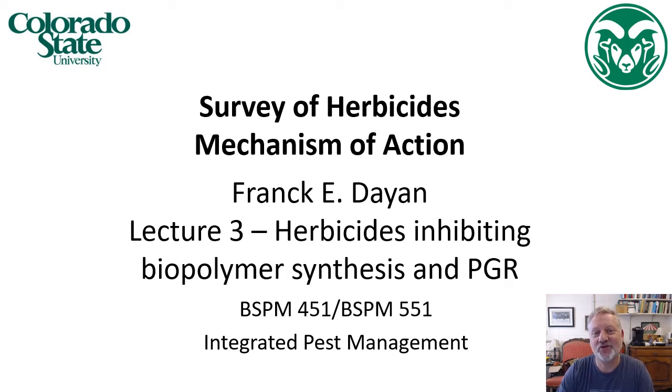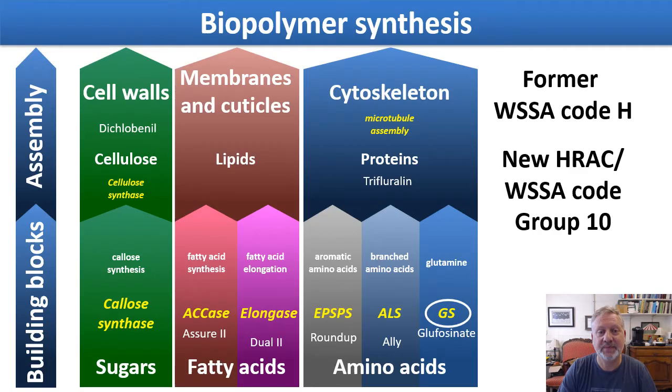In this third lecture on the survey of herbicide mechanism of action, we are going to finish the herbicides inhibiting biopolymer synthesis, and then we'll cover some of the plant growth regulators real briefly. So, as I mentioned, we talked about cellulose biosynthesis inhibitors, lipid biosynthesis inhibitors, amino acid biosynthesis inhibitors, and the third one after EPSPS and ALS as target is GS, the glutamine synthetase, which is the group 10 herbicides.